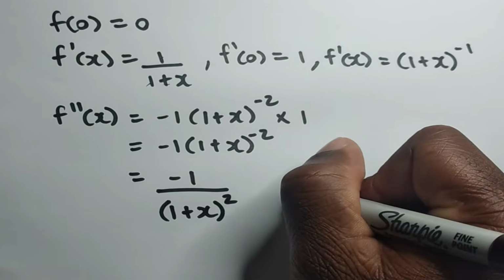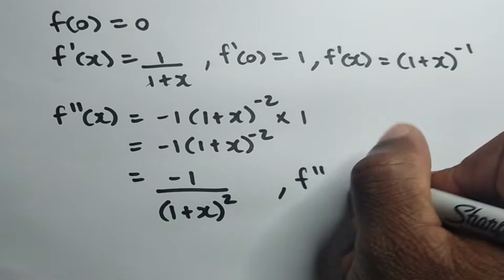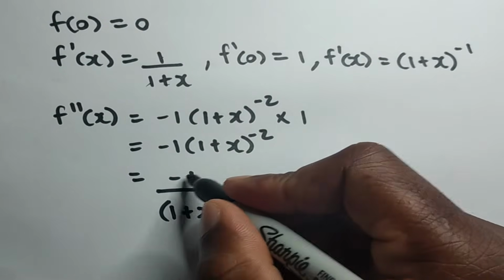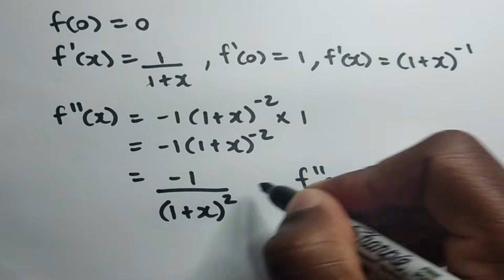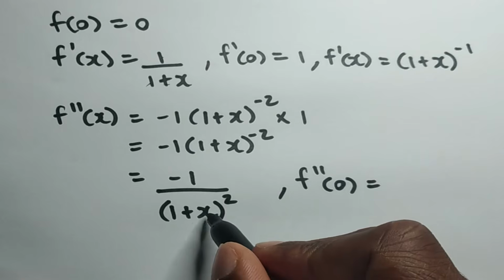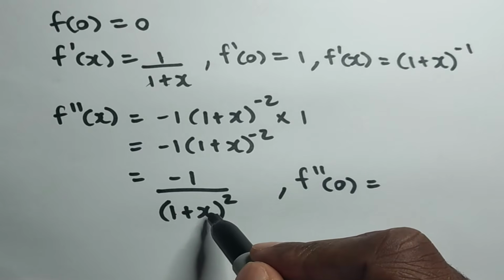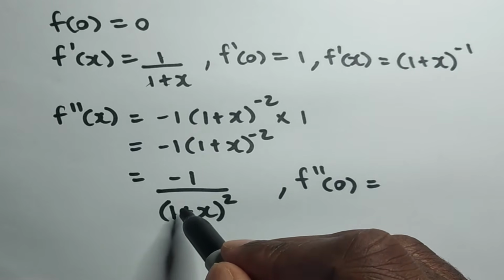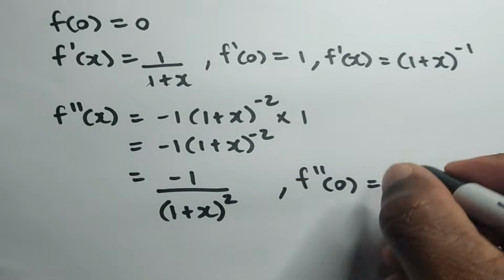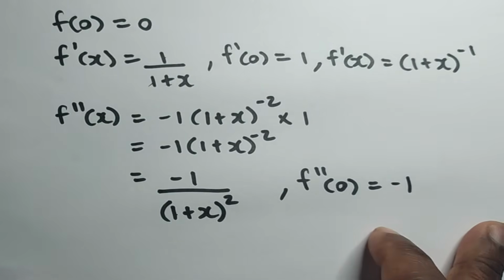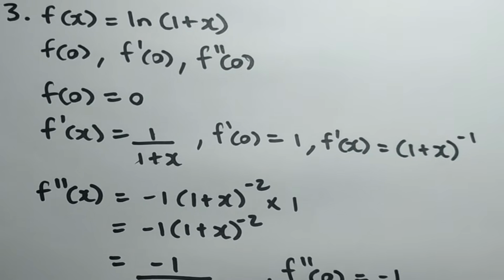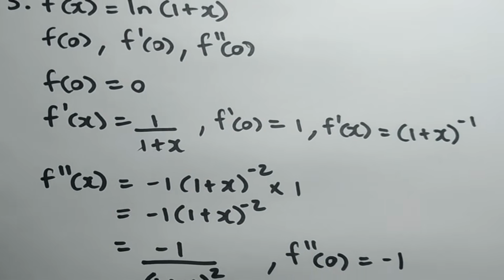Now I want to find the result that we obtain when we sub 0 into the second derivative, which is negative 1 over 1 plus x all squared. If we substitute 0 in this, we get 1 plus 0, so we're only left with 1 in the bracket. 1 squared is 1, so we end up with negative 1 over 1, which is negative 1. So what we want to do now is plug these values into the Maclaurin series formula.